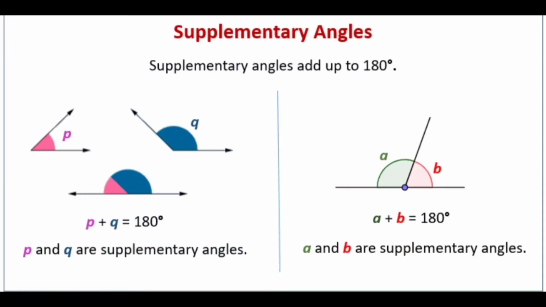Our next topic is supplementary angles. Supplementary angles are those which add up to 180 degrees. When the sum of two angles is 180 degrees, then we call them supplementary angles, like A and B. Here A plus B is equal to 180 degrees.